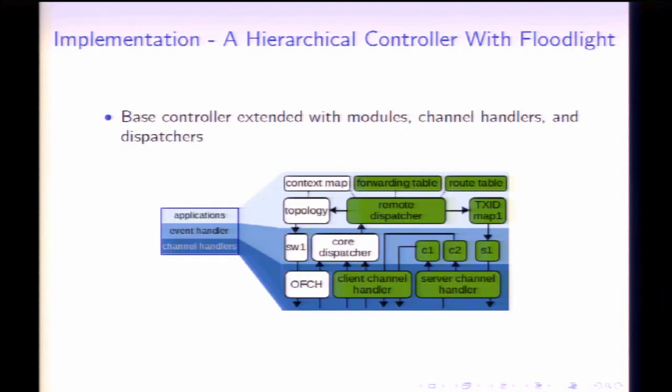So moving into the implementation of the hierarchical version of Floodlight, we extend the base Floodlight platform with various modules. They're the ones denoted in green over there. That includes the client and server channel handlers that let a controller connect to higher and lower tier controllers. Dispatch entities for clients and servers. And the remote dispatch module, which lets events be passed out to external controllers and remote connections. And of course, there are the different types of mappings, like the transactions and routing service ID to event.